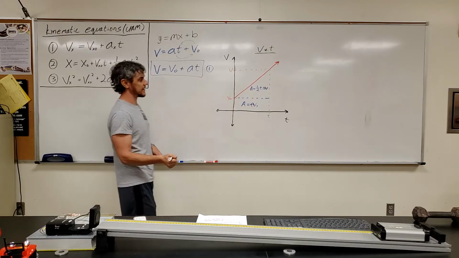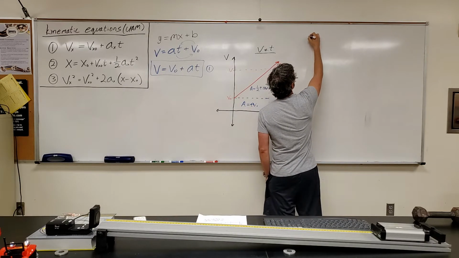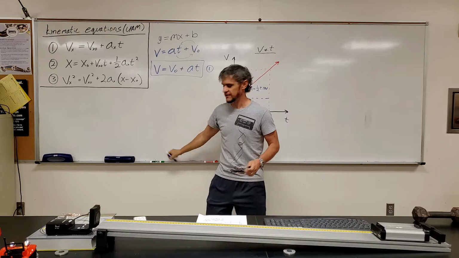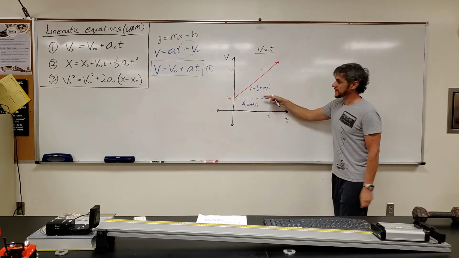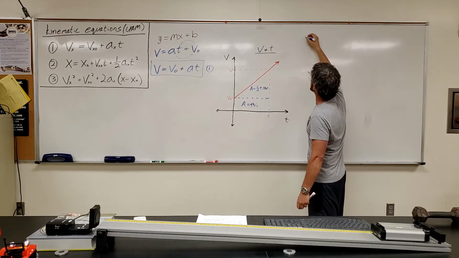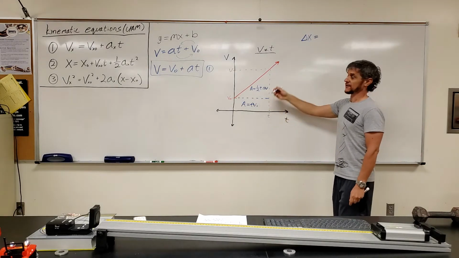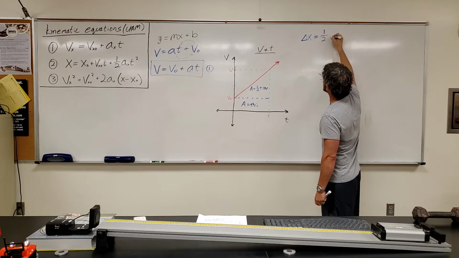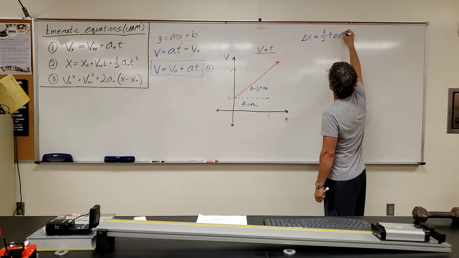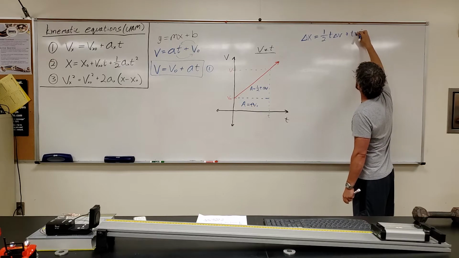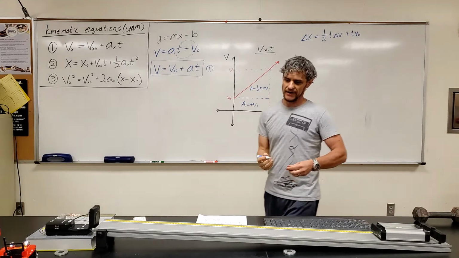And again, for kinematic equation number 2, be consistent here. We're going to say that the displacement, which we can call delta x, is going to just be the area here. So it's going to be 1/2 times the time times delta v plus the time times v naught. I just add those two areas together.